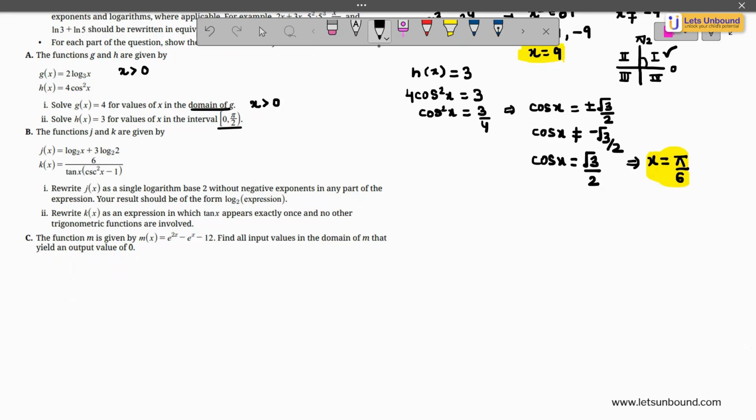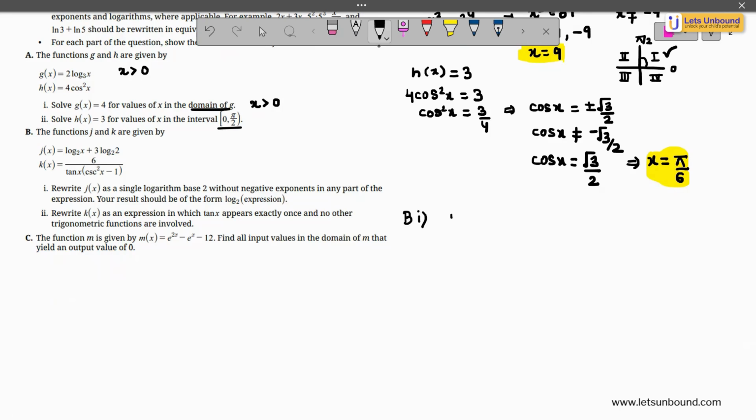Now the first part says, for the B part, you have to write down g(x) as a single logarithm base 2 without negative exponents in any part of the expression, and your result, they have given you a hint, must be of the form log base 2 of the given expression. So you have to use log laws to combine g(x). Let's look at how we will do that.